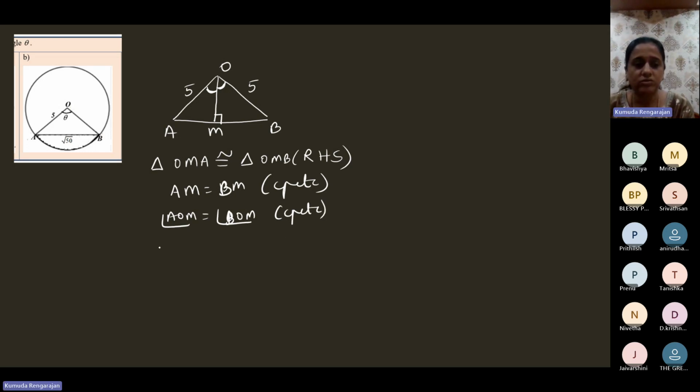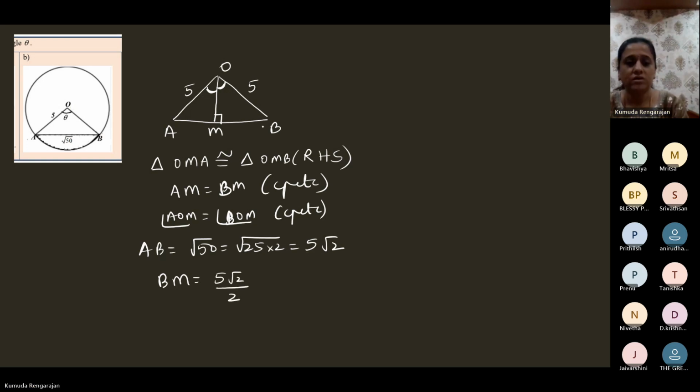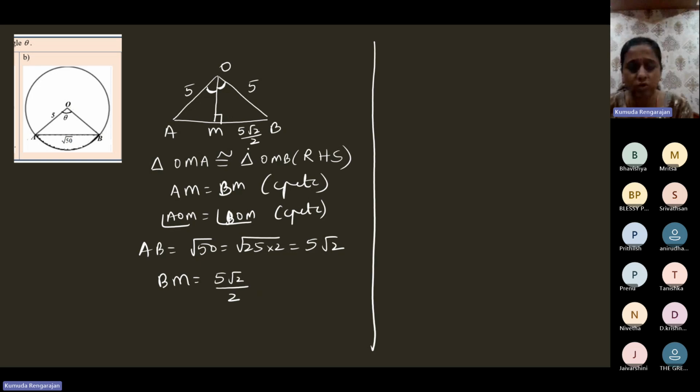All right. So then what is AM? The whole thing AB is root 50, right? AB is equal to root 50. That is root of 25 into 2, which is 5 root 2. So how much is BM then? BM is equal to 5 root 2 divided by 2, because the whole thing is 5 root 2. Root 50 is 5 root 2. So AM and BM are half of AB, so 5 root 2 by 2.